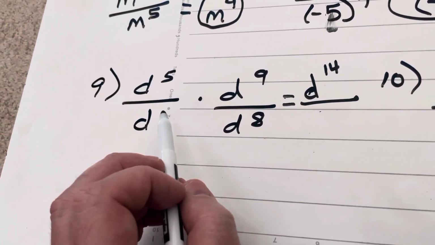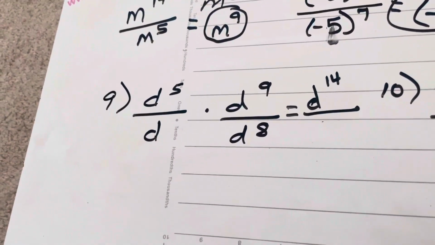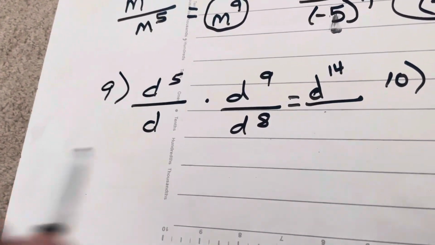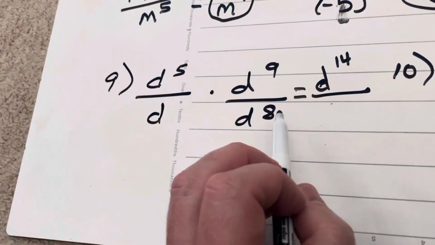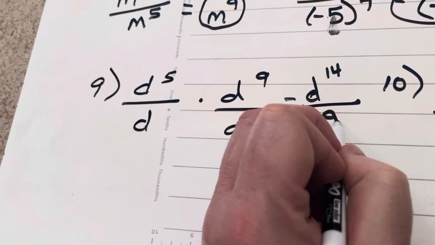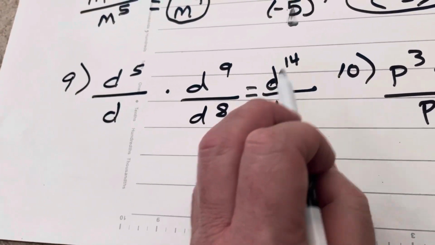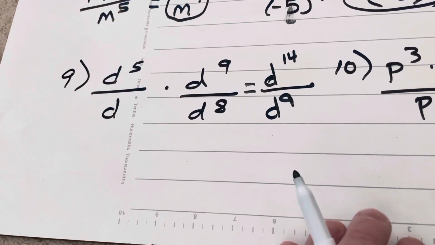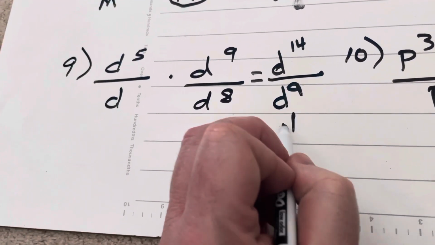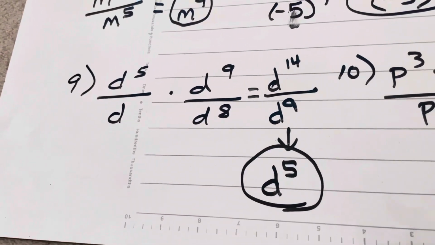D, there's no number, so we know that that's a 1, just like when there's no number in front of a variable, we understand that it's 1. So we're thinking 1 plus 8, and that's 9. So that's D to the power of 9. This now becomes a division problem. D to the power of 14 divided by D to the power of 9. That whole thing is going to be D to the power of 5.